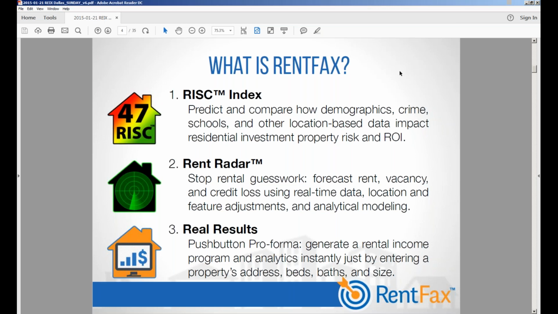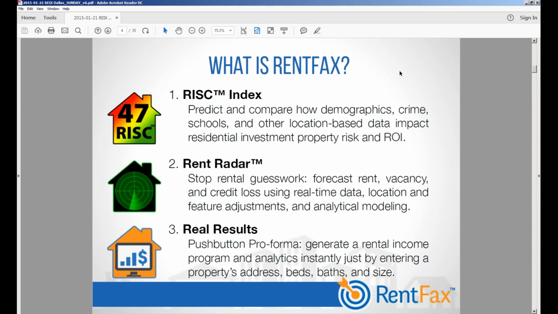Today, really the topic and what we're going to hit on is a couple of case studies of how RentFax has been used by different businesses and entities within their operational decision making and how they conduct business, and how RentFax and its products have played a role in that.